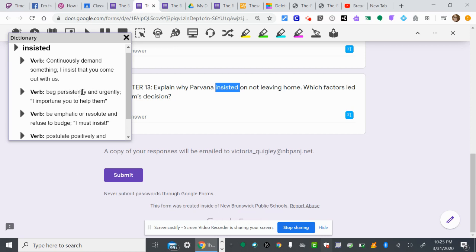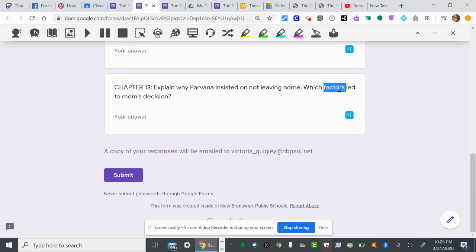And you can even look up the words in the definition, and you can even go to dictionary.com, and you could read even more definitions that might help you. And I'll put the link in Google Classroom on this assignment.